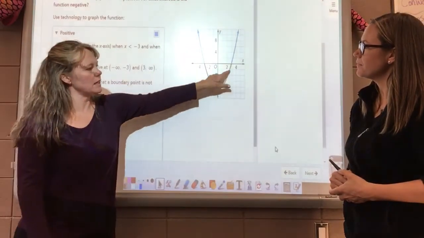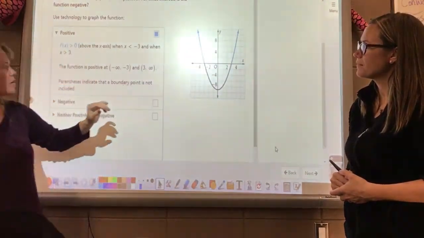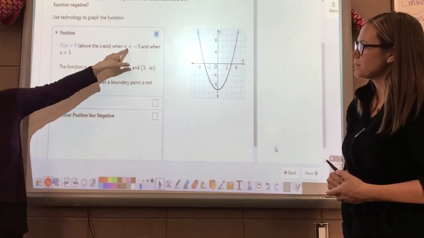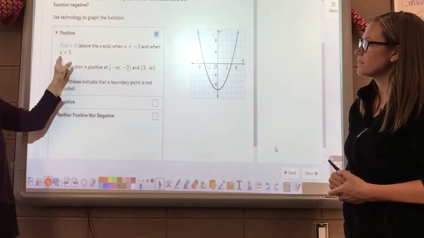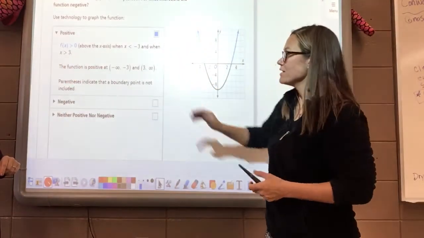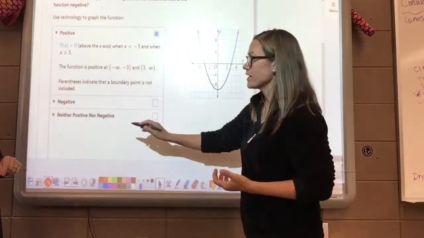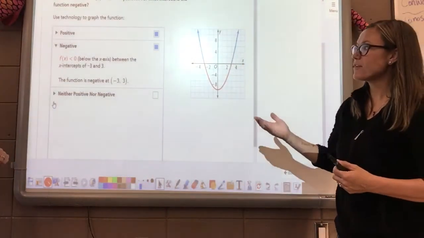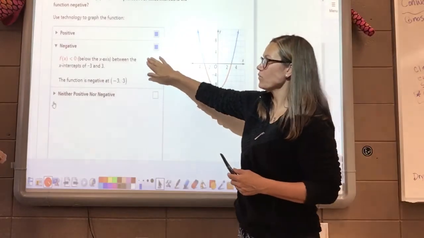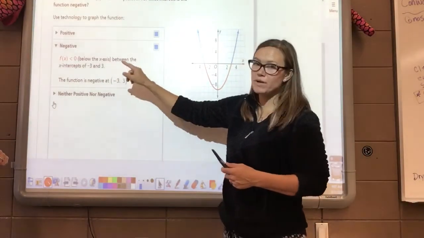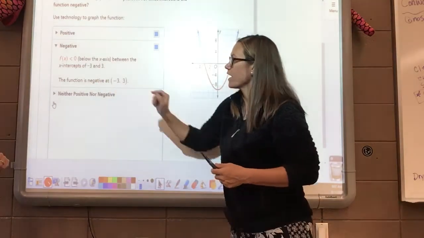So between here, the graph is below, and so that's why x is less than -3 and greater than 3. That's where it's positive. And so when we go through and we're wondering where it's negative, oh, sorry. No, that's okay. We still got that same function idea, and we're looking at it in words. And so we're below the x-axis between the x-intercepts of -3 and 3.